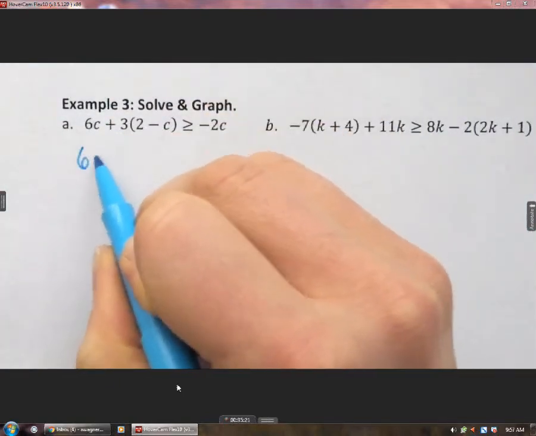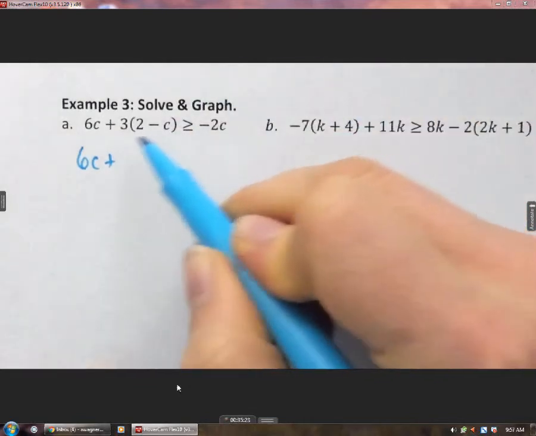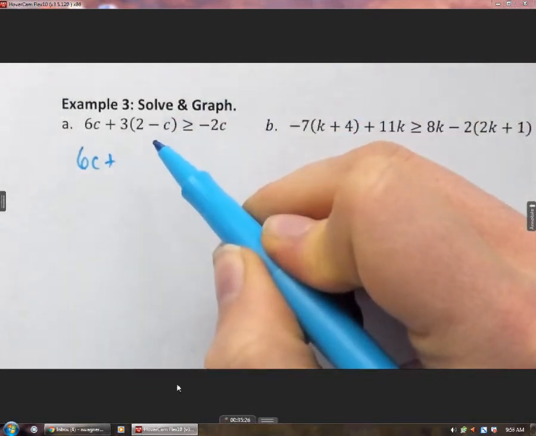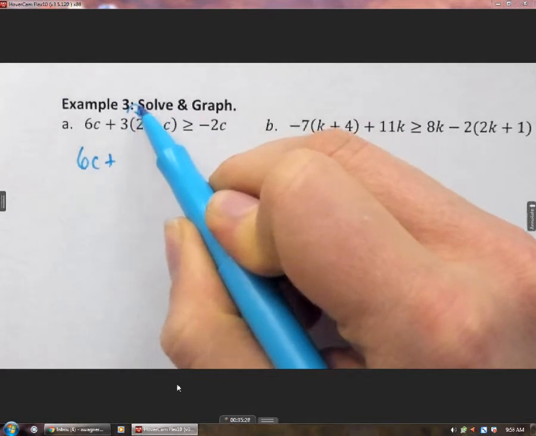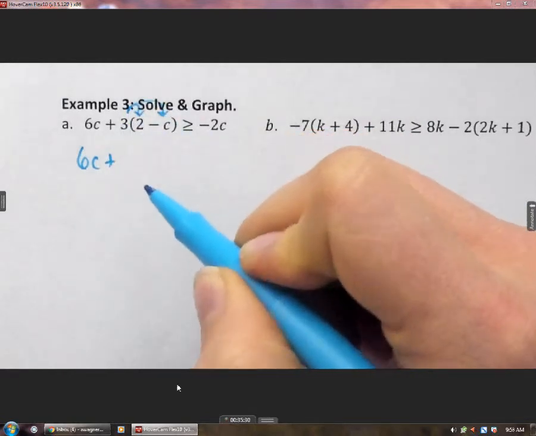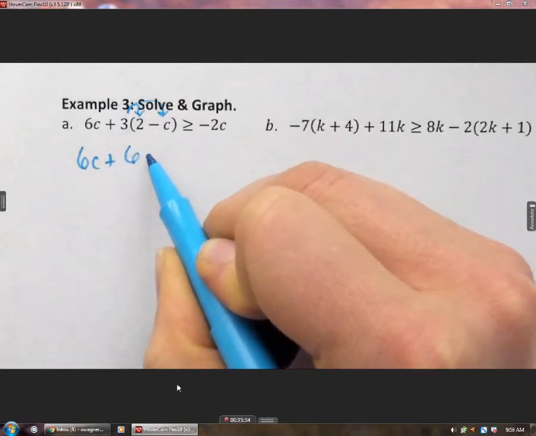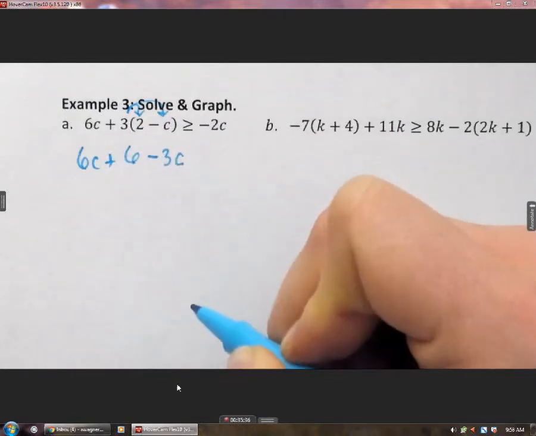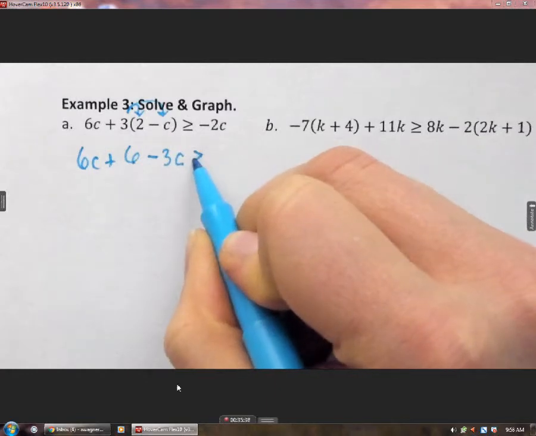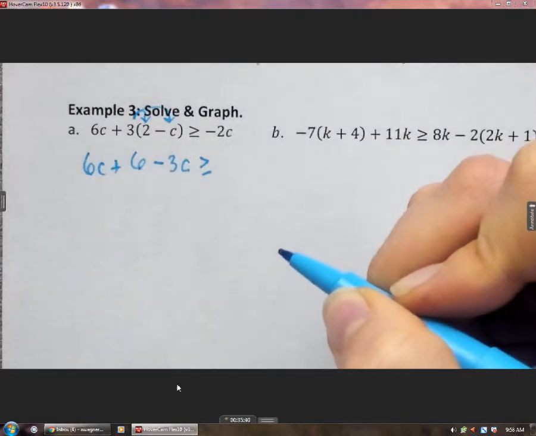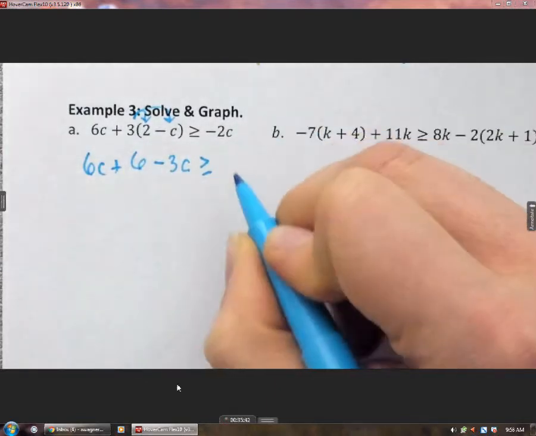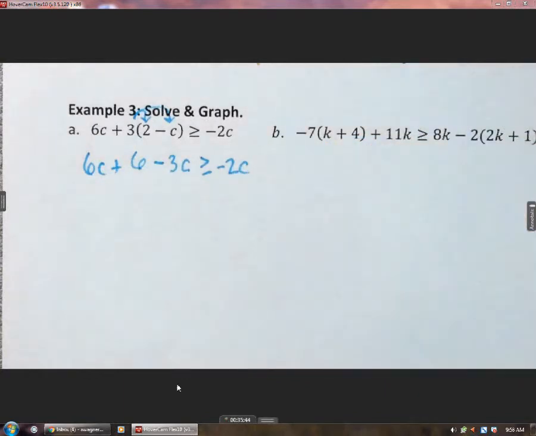6C plus. What do we do to solve this out? Distribute. So what's 3 times 2? 6. 3 times negative C? Negative 3C is greater than or equal to negative 2C. We've got a lot of C's going on here.